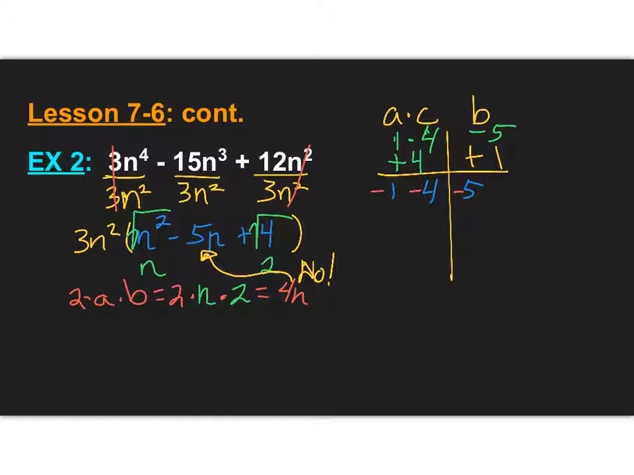So then we are going to replace that middle term, negative 5n, with the two new middle terms. So we are going to replace the 5n here with these two. Don't forget to bring down the 3n squared.